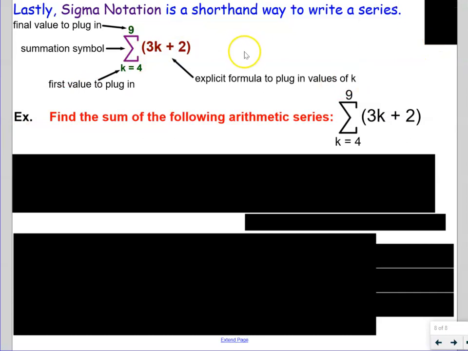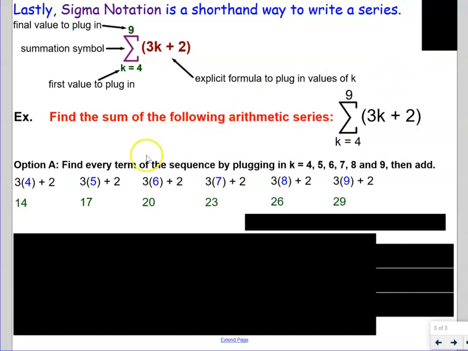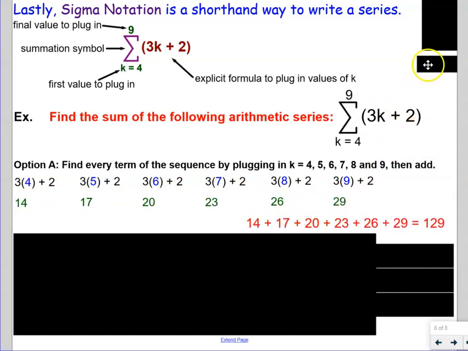So here's the problem. Find the sum of the following arithmetic series. The summation of 3k plus 2 from 4 to 9 is how you read that. Option A will be find every term of the sequence by plugging in k as 4, then 5, then 6, then 7, then 8, then 9, and add those terms up. If I plug in 4 into this equation, 3 times 4 plus 2, that's 14. Plug in 5, 3 times 5 plus 2 is 17, then 20, 23, 26, 29. So there's 6 terms here. I could add all 6 up to get 129.